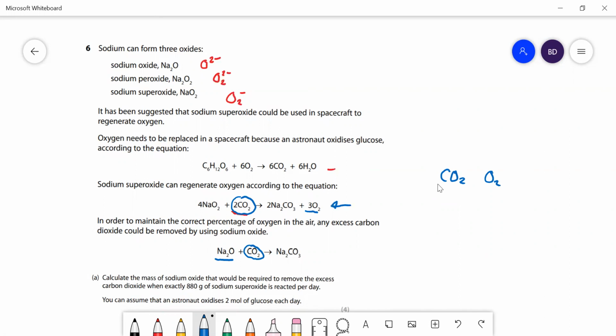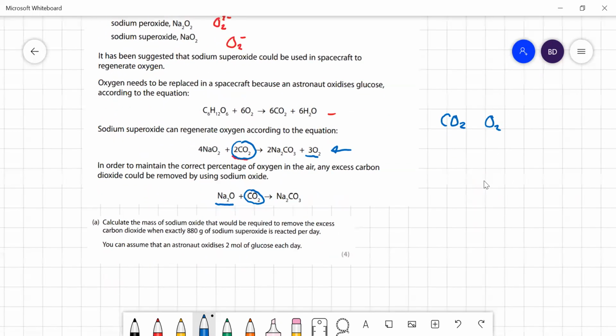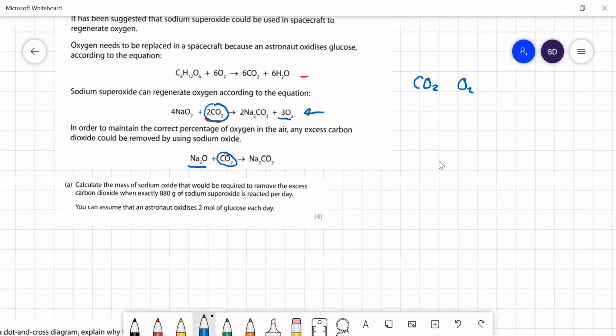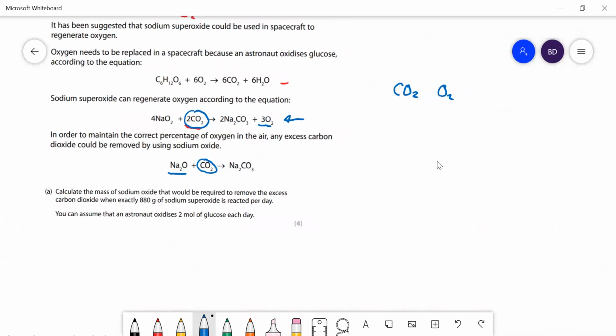Okay, so that is pretty difficult to digest all of that, right? Especially the way the question is worded, right? So what we've got to do is calculate the mass of sodium oxide here that would be required to remove the excess carbon dioxide when exactly 880 grams of sodium superoxide are reacted per day.